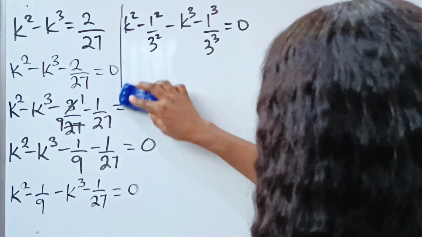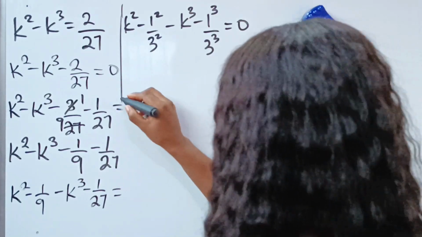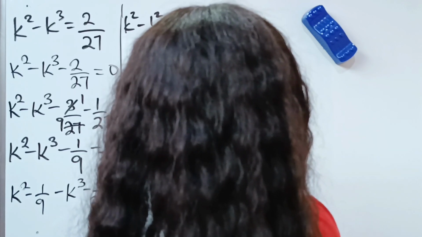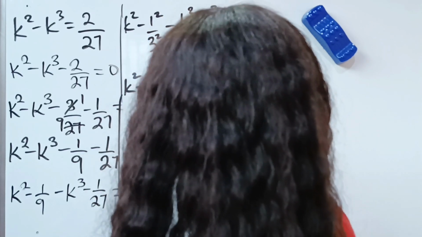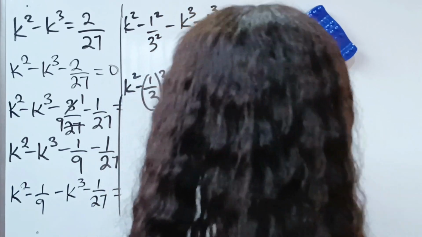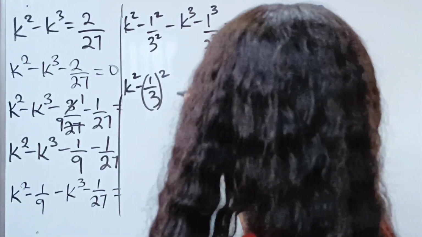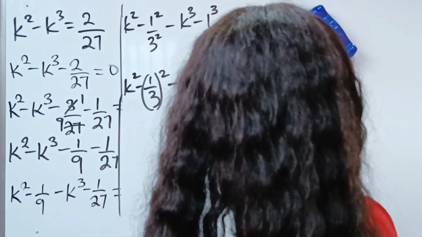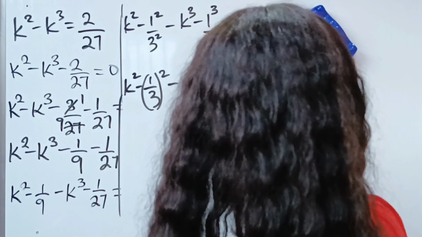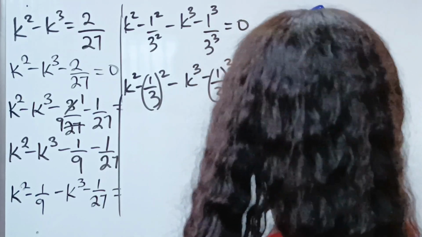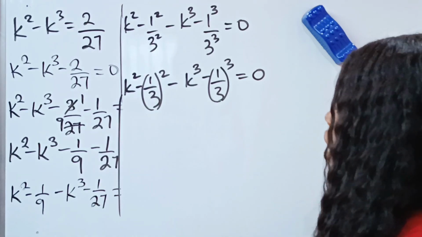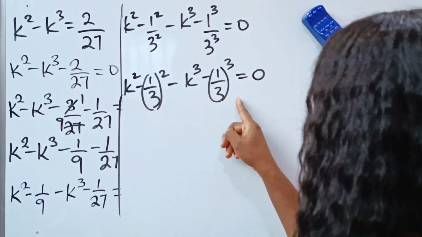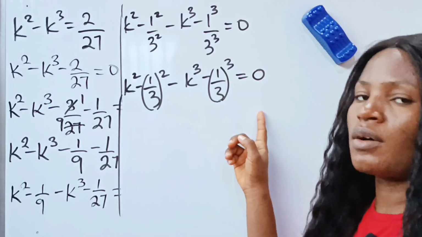Okay, so that means that we can write this as what? That means we can write this as k squared minus 1 over 3 everything squared, okay, minus k to the power of 3 minus 1 over 3 everything raised to the power of 3 is equal to 0. All right, now we have difference of two squares here and we have difference of cubes here.